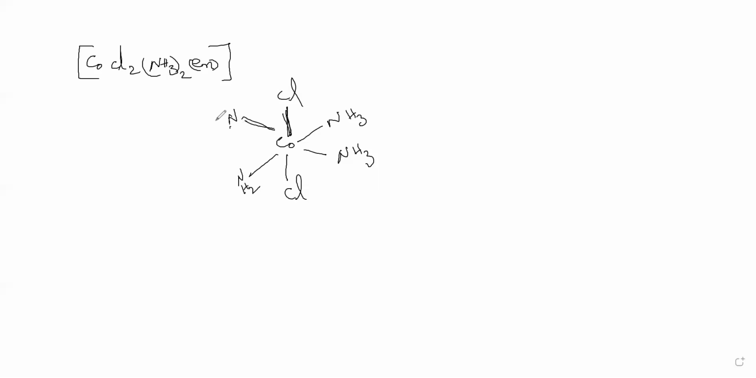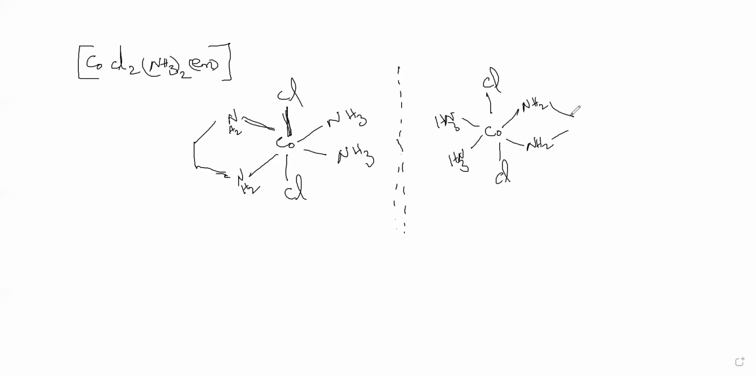And H2. So this is one way. You can have the mirror image of this one. So that is CO, NH3 like this, NH3 like this, Cl, Cl. You have NH2, NH2 like this. This is the one way of drawing the structure.